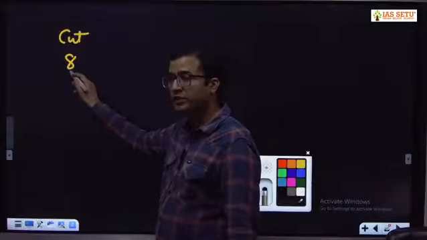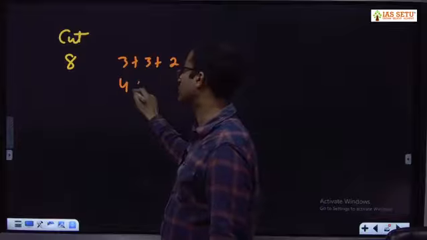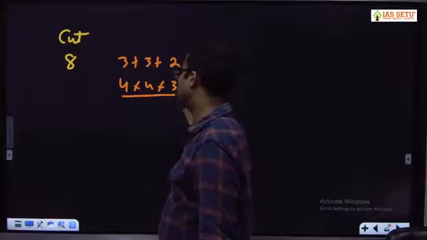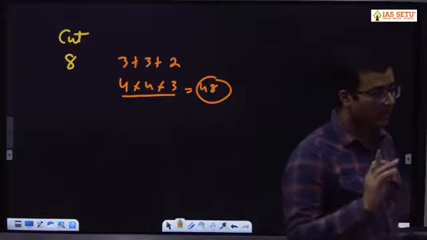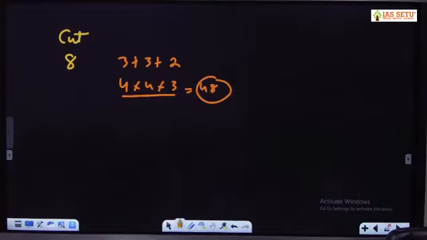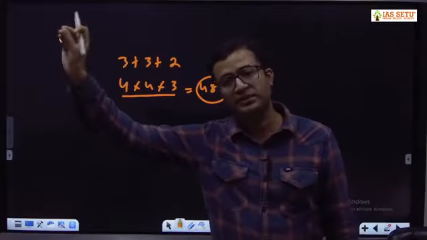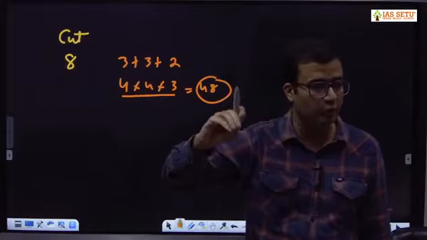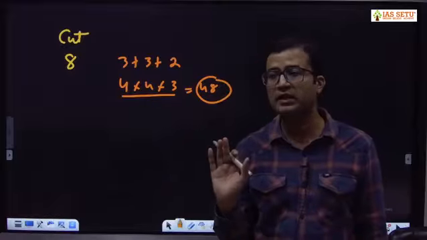So the multiple of 3 near 8 is 9. 3 plus 3 plus 2. So it is 4 into 4 into 3, 16 into 3, 48. Is it clear? If I tell you the number of cuts, can you tell me the minimum pieces and maximum pieces, whether or not it is a multiple of 3? Is it okay? Can all of us handle this level of questions?